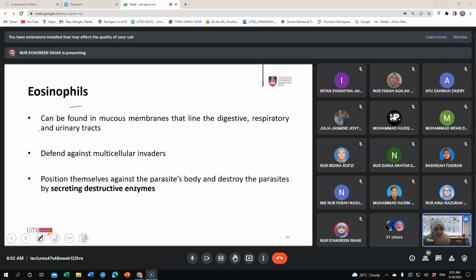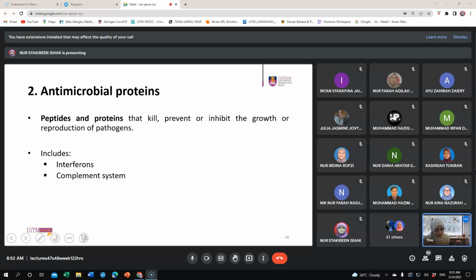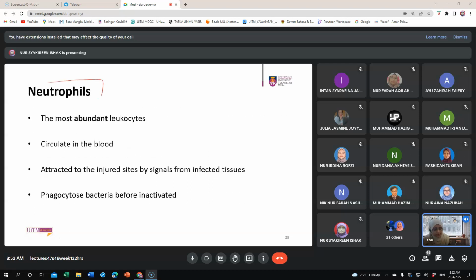Okay, so next is the neutrophils. Okay, another type of phagocyte. As I said, it is the most abundant. So when you are infected by a virus, awak demam ke, ataupun you have a cut, for example, the neutrophil is the cell that will straight away go to that infected area.